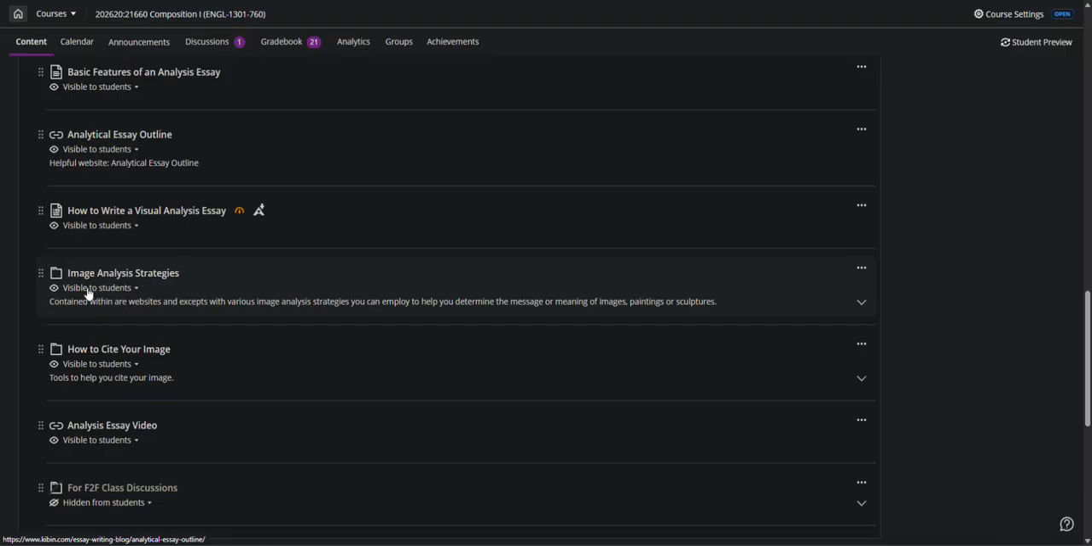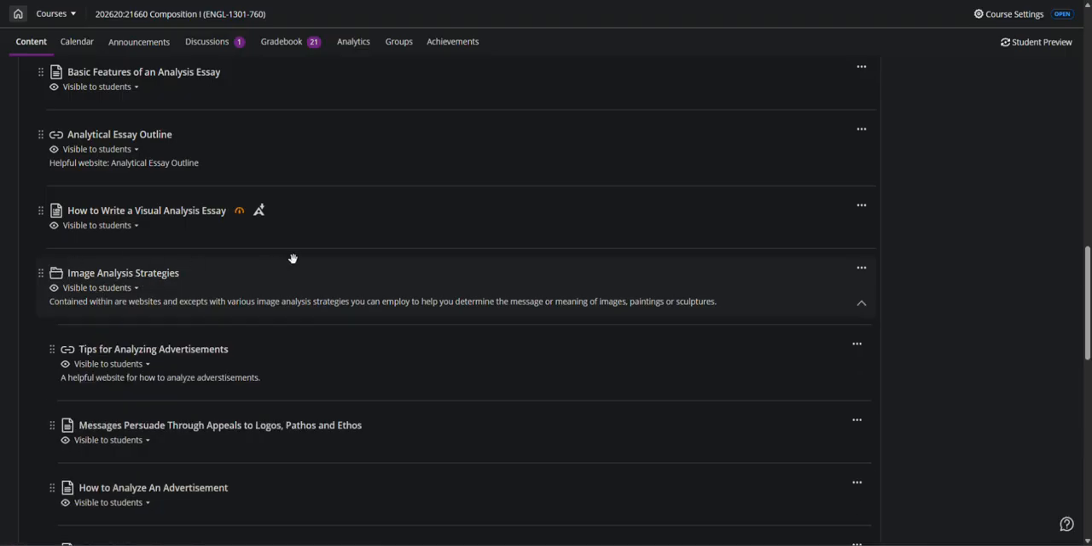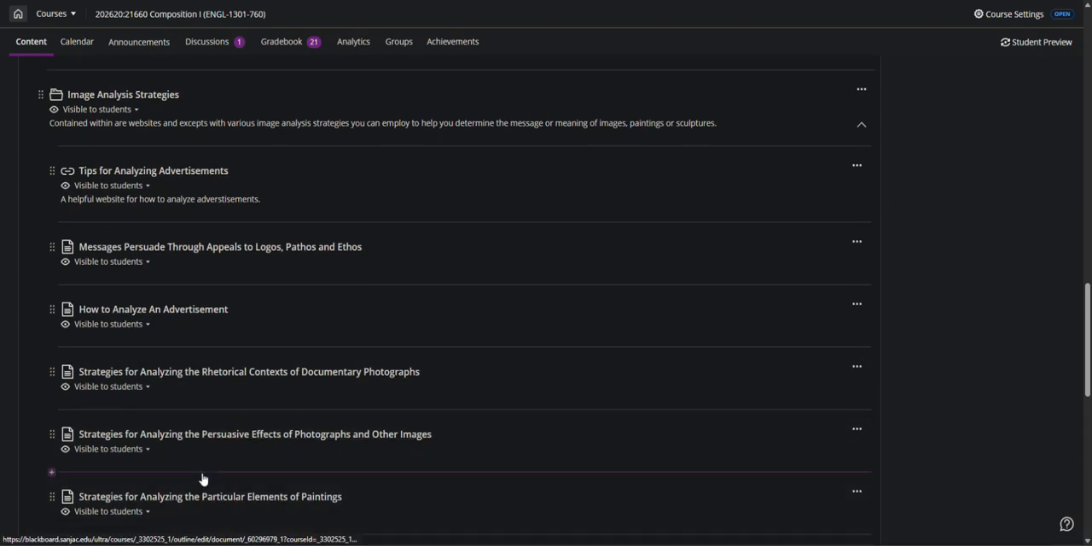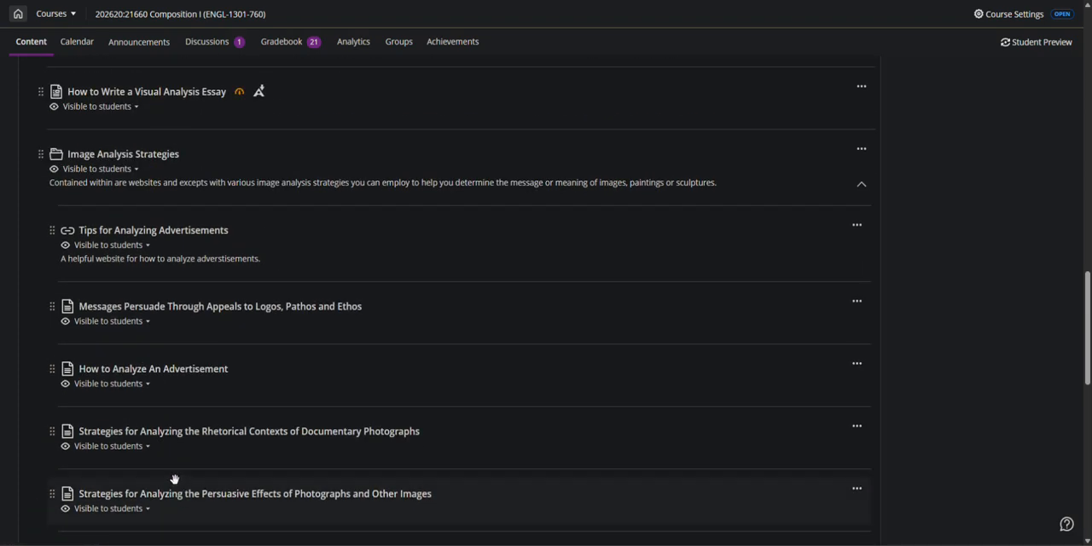Now, this whole folder here, image analysis strategies, is important because this is all the different ways that images can be analyzed. There's a lot to go through. I'm not going to go through it word for word, but I do suggest you take some time and spend some time with this week because you'll be writing this paper next week.